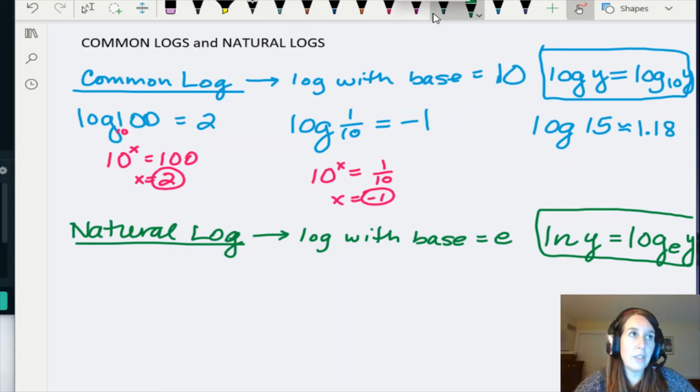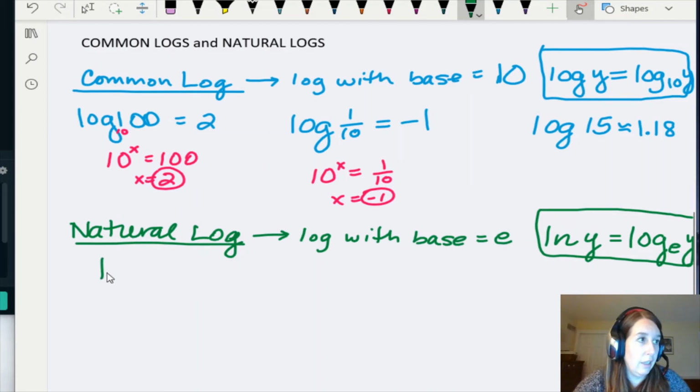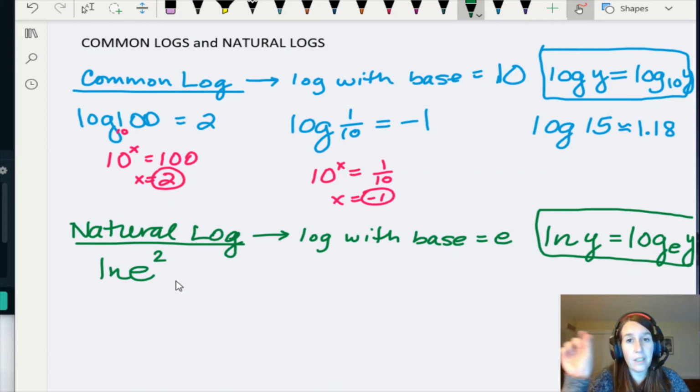All right, so let's look at a few problems using the natural log. So let's look at natural log of e squared. Now, you can type this in your calculator and you will get an answer if you can find the natural log button and the e button. Usually the ln button is a button, and the e is the second, and then that button. Like you have to push second and then that button to get the e.